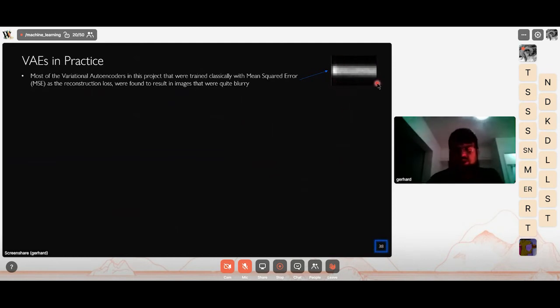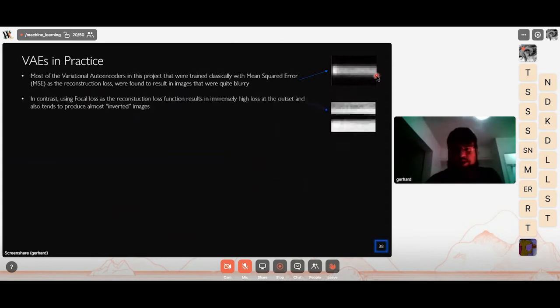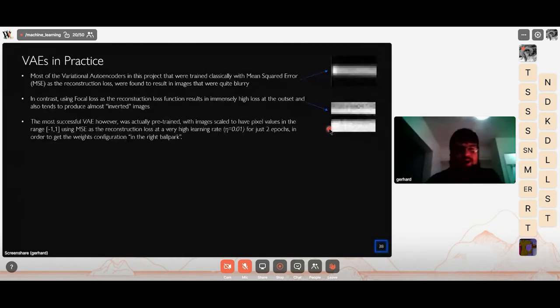So basically, the reason I did this was that when I trained VAEs using mean squared error as the reconstruction loss function, you get these very blurry images, which is generally the issue with variational autoencoders, that they generate very blurry images. In contrast, if I used focal loss from the start, I actually got very high loss at the beginning, so the neural network struggled to find traction. And I found that the images it produced were sort of inverted from what I expected. I'm not 100% sure why that is.